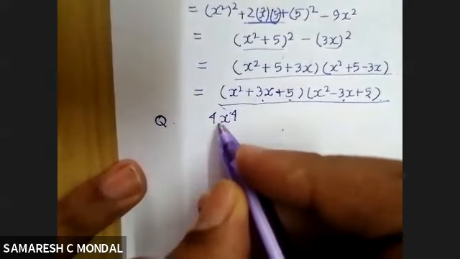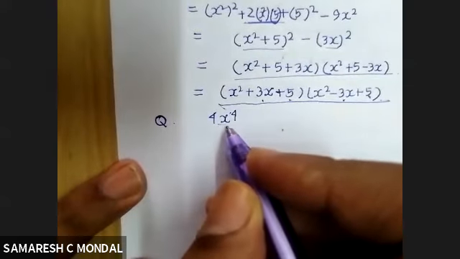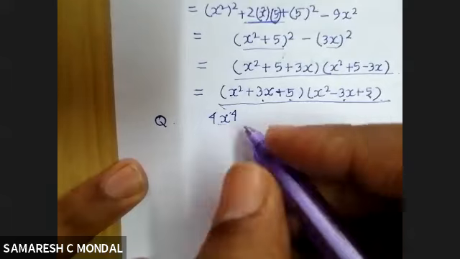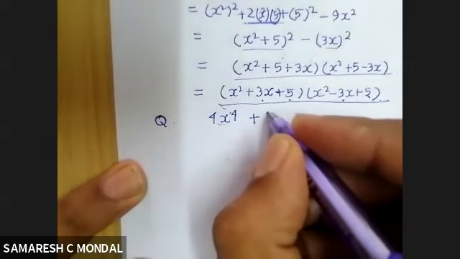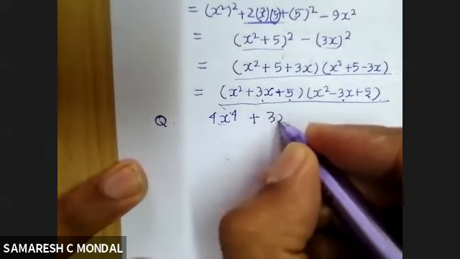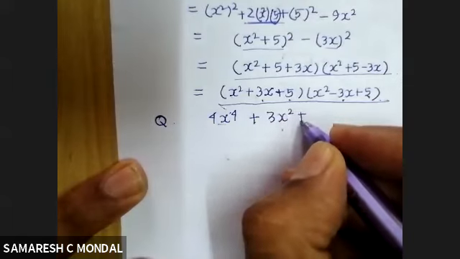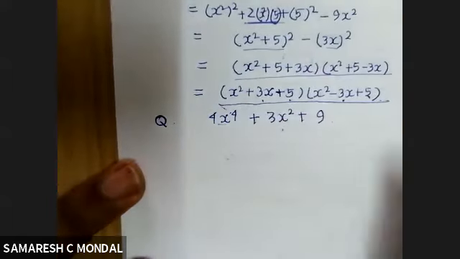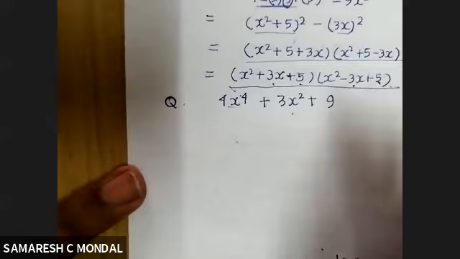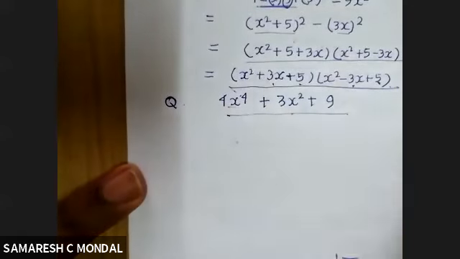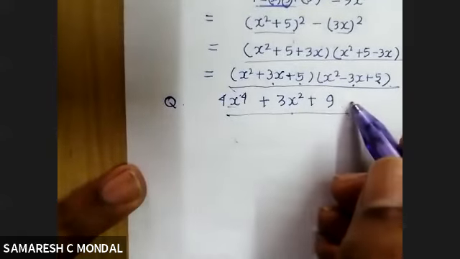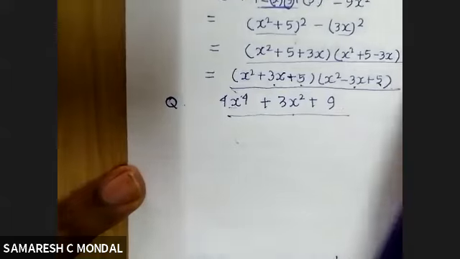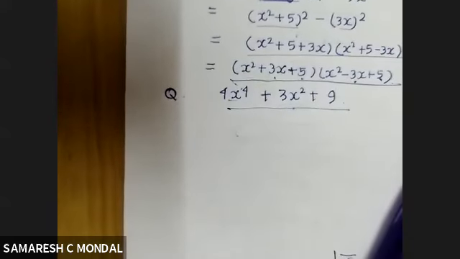So, okay, I'm discussing the new problem: 4x to the power 4 plus 3x square plus 9. In this case, again you have to express this into two quadratics. Please do it. I'll give you 5 minutes. Please do it on your own, then only you learn. Sophie Germain.